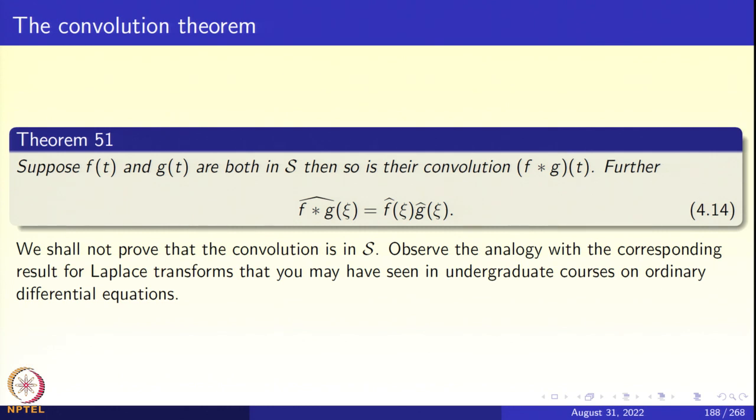So the next theorem says that if f and g are both in the Schwarz class, then the convolution f star g is also in the Schwarz class, and further, the Fourier transform of f star g is f hat into g hat, equation 4.14 in the slide. We shall not prove the first part of the theorem, that f star g is again in the Schwarz class. The proof is not difficult, it just gets involved, and the proof follows routine arguments.